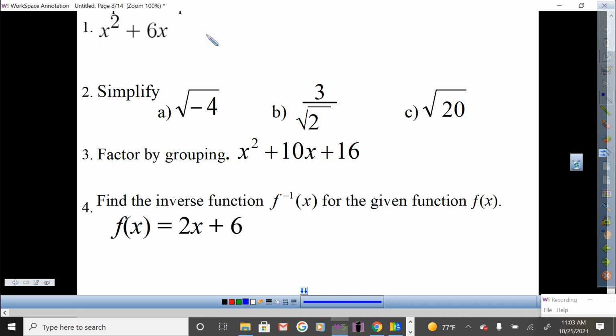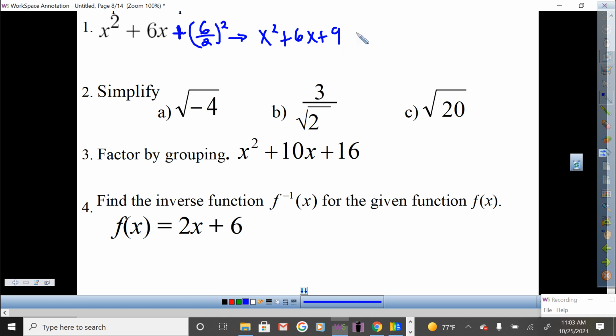How do we complete the square here? We need to add another term. And how do we do that? We take the coefficient of the middle term. What is the coefficient? 6. We divide it by 2 and then we square it. So that becomes x squared plus 6x plus 9. That's how we complete the square.